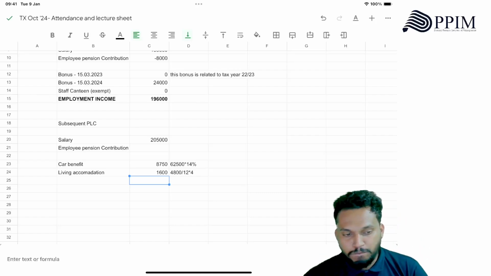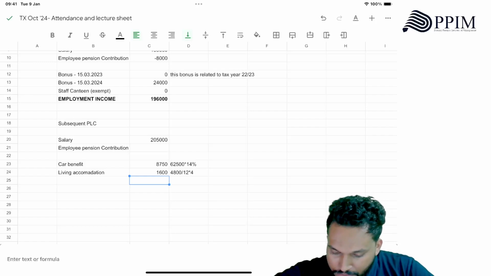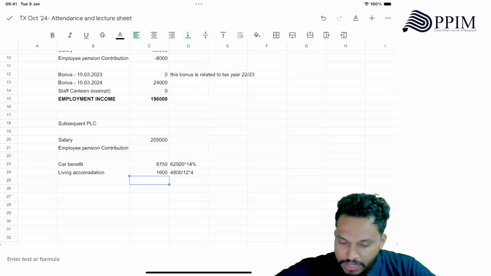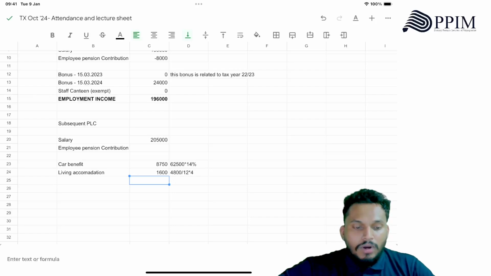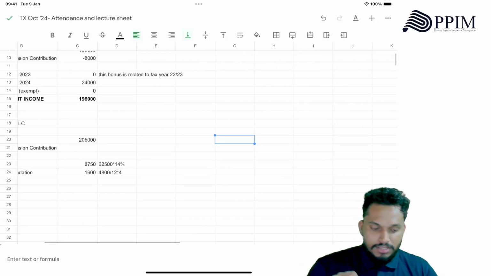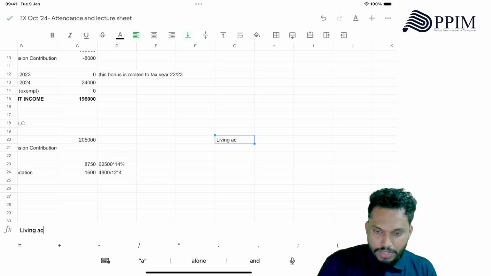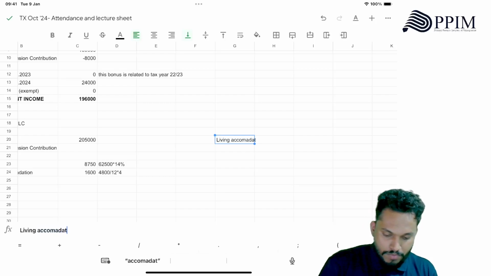Right, fine. Then there is an additional benefit that you need to determine when it comes to your living accommodation. So let me compute your working by the side of this. So I would say living accommodation working.